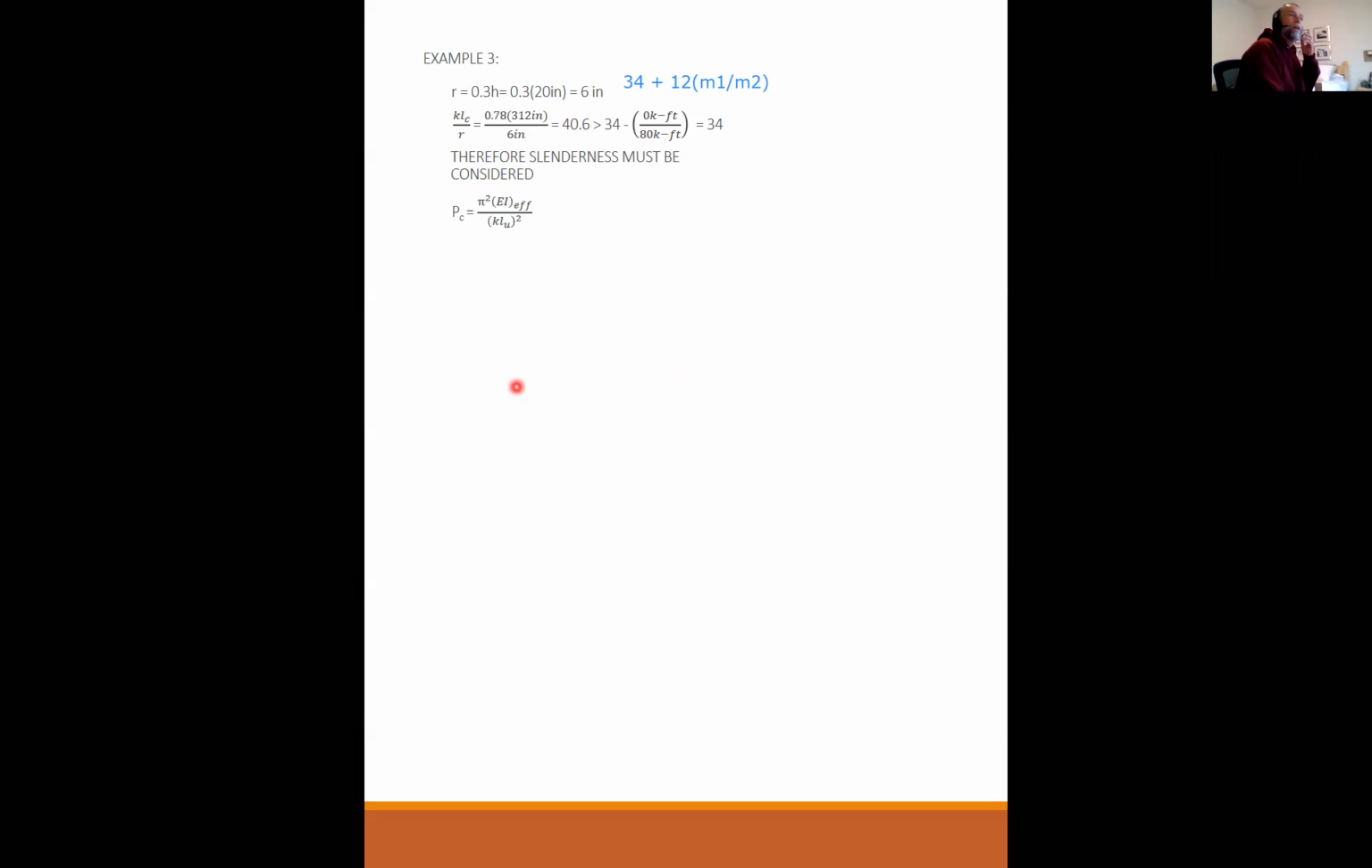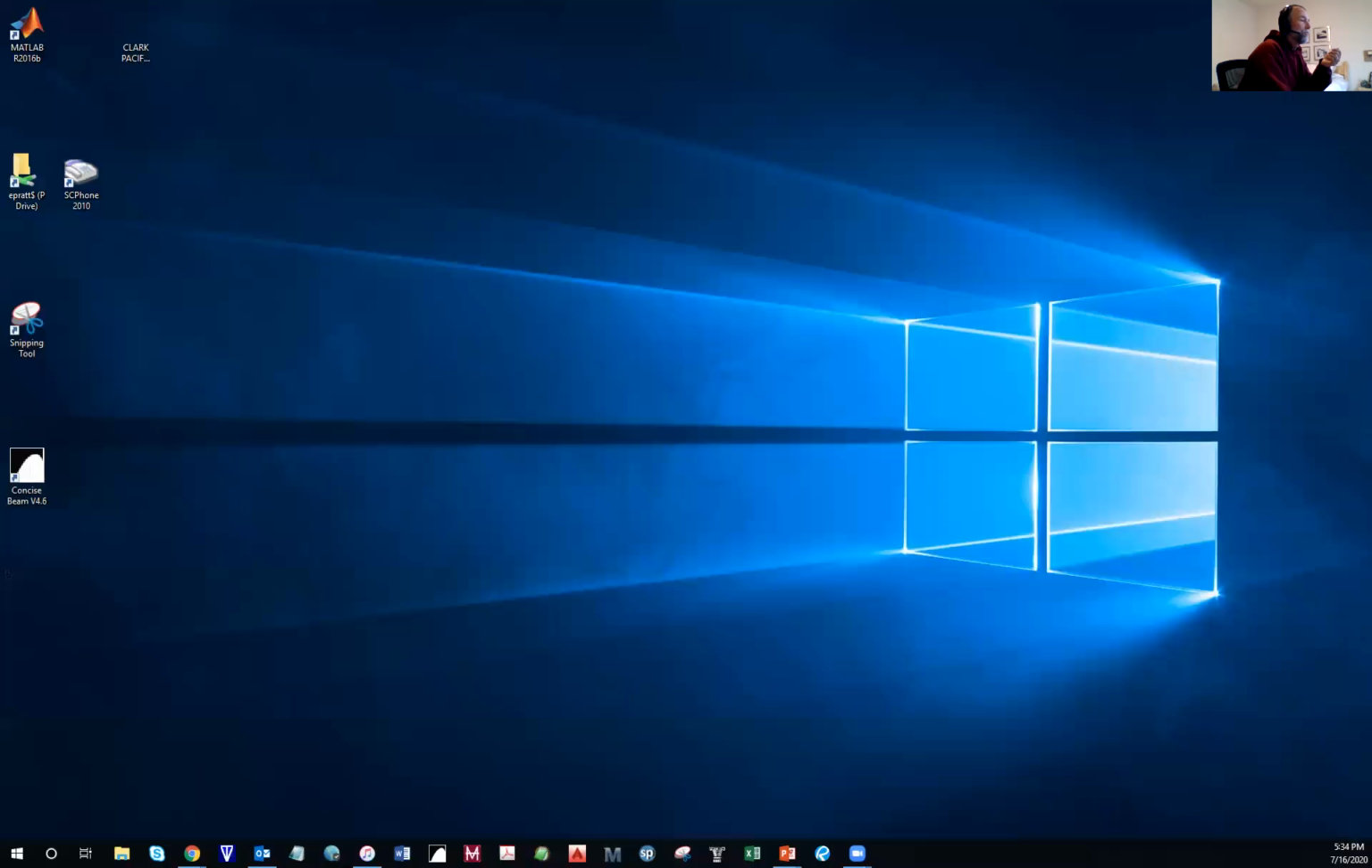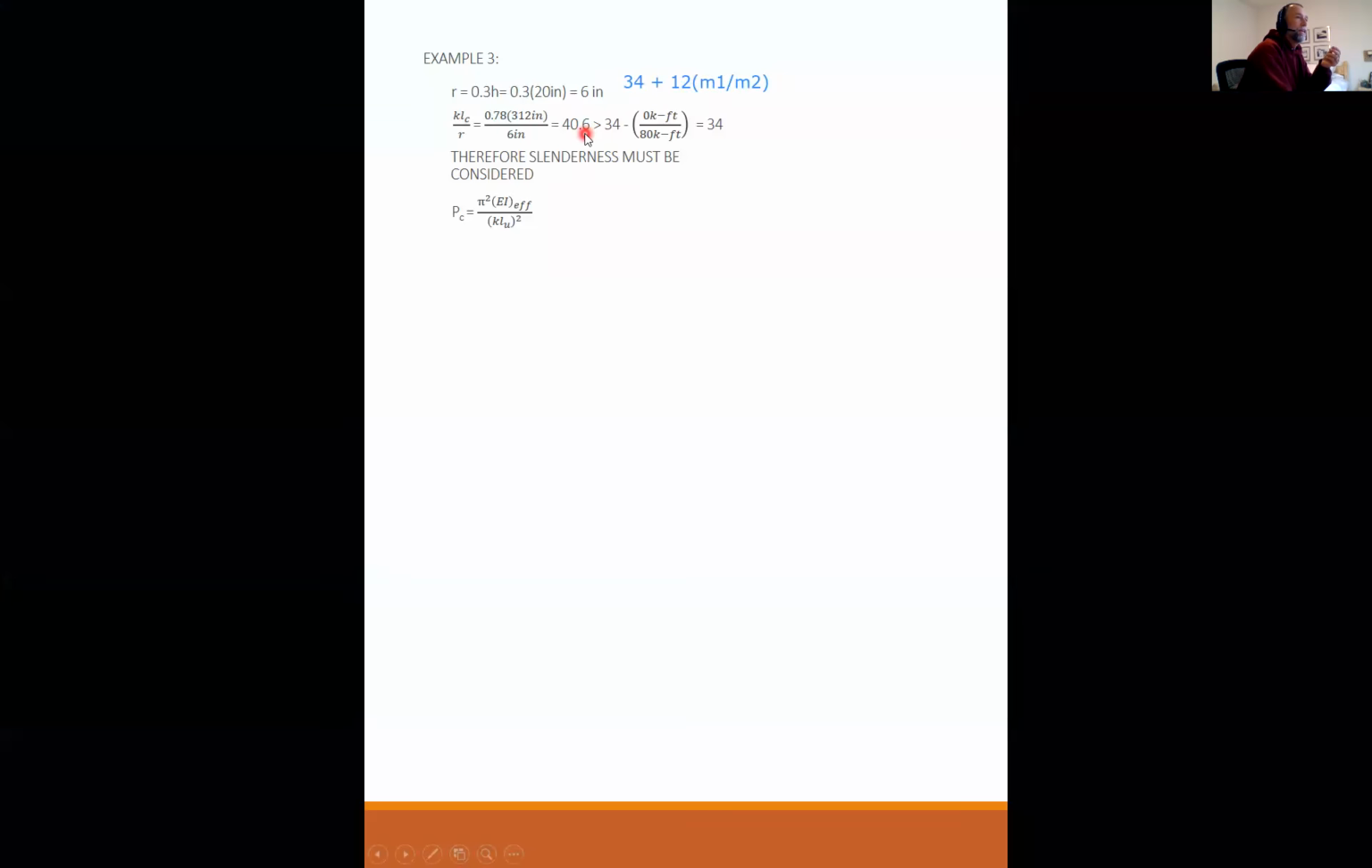All right, so now we have determined that we have to consider slenderness because 40.6 is greater than 34, and also because 40.6 is greater than 40. That was the other threshold, wasn't it? It's either that complicated equation or 40, and in our case, we are greater than 40 and greater than 34. So definitely have to consider slenderness.